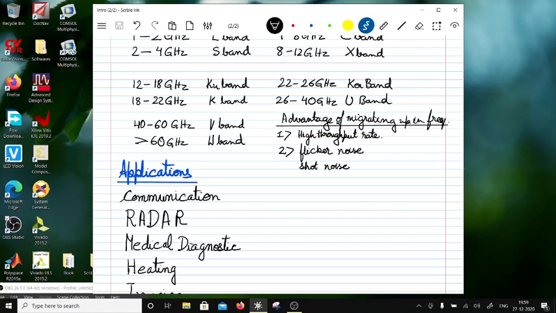Now this shot noise also has a corner frequency. So if you go beyond a certain frequency, this noise will also go away. Okay, so these two noises go away at high frequency. The next thing is the burst noise.